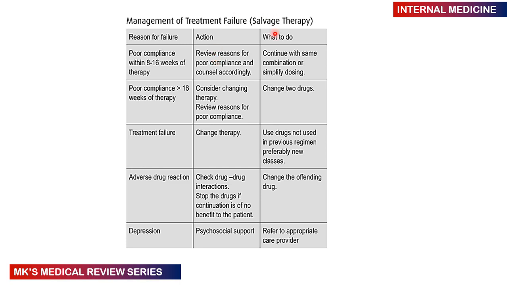We continue the same combination or we can simplify the dosage. Then of course, with poor compliance after greater than 16 weeks of therapy, we consider changing the therapy, review the reasons for poor compliance, and change 2 of the drugs. If there's treatment failure, we change the regimen. So we use drugs not used in the previous regimen and preferably new classes.